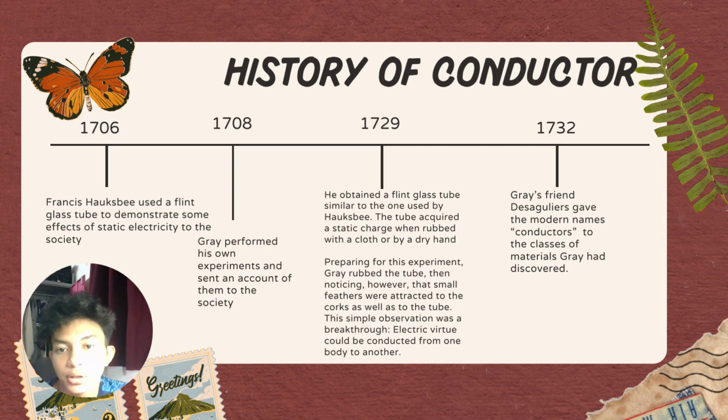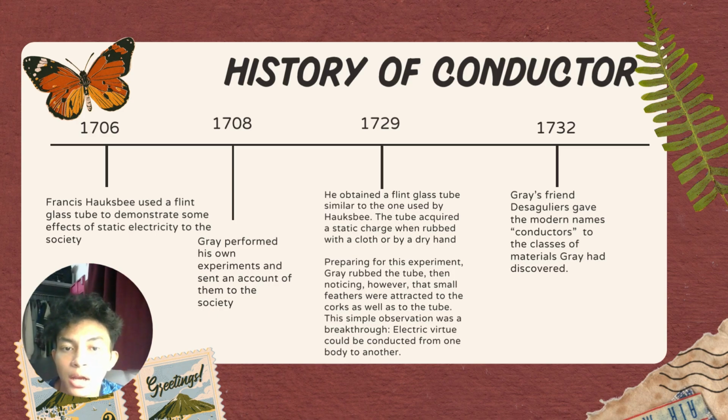So we continue with the history of conductor. The discovery of conductors started in 1706, where Francis Hauksbee used a flint glass tube to demonstrate some effects of static electricity to the society. And hearing about this, Gray performed his own experiments and sent an account of them to the society in 1708.